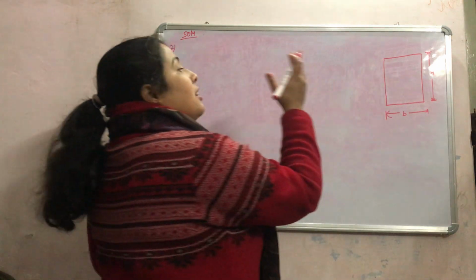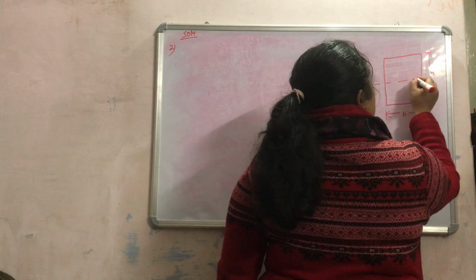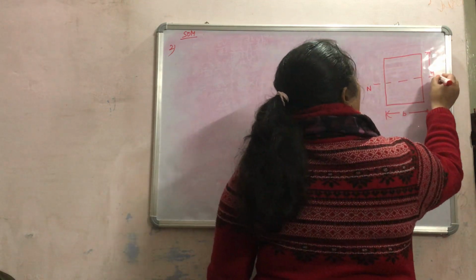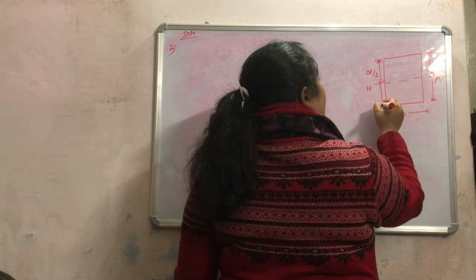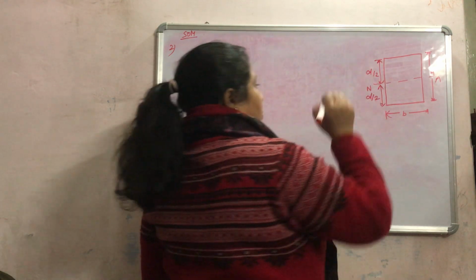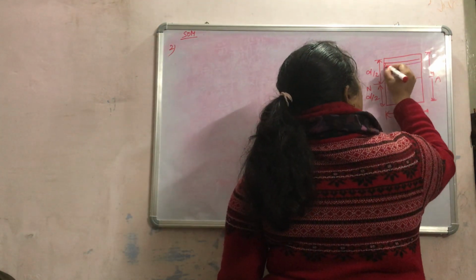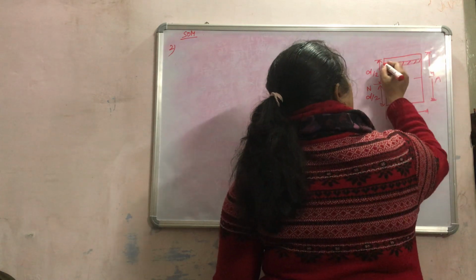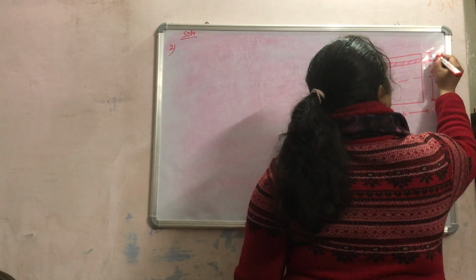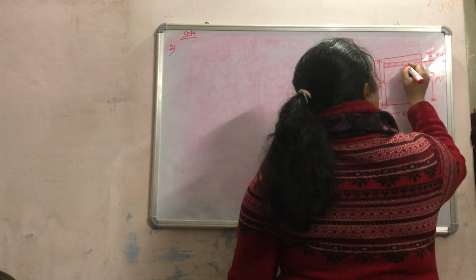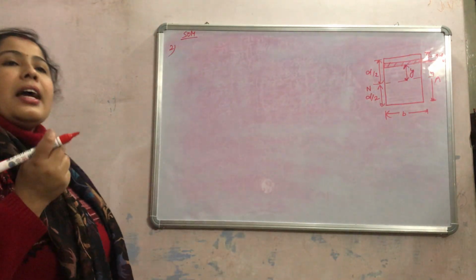We know that this section is symmetrical in nature, so the neutral axis passes through the center of the cross section. It means this is d by 2, this is also d by 2. Consider a strip which has a width of b and thickness of dy and at a distance y from the neutral axis.